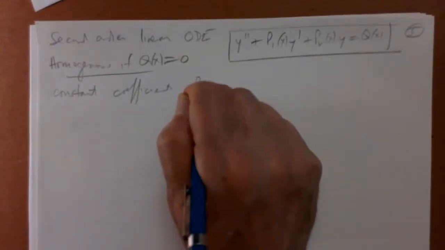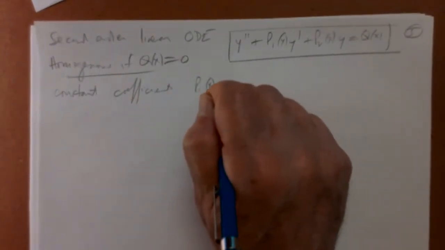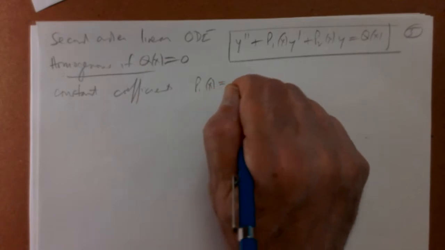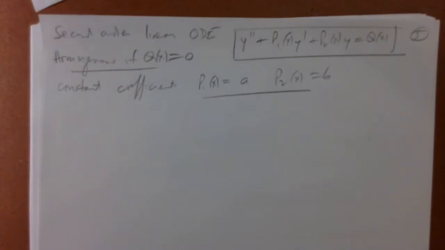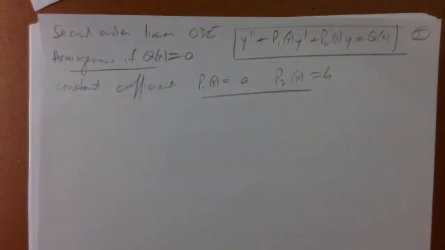That is, P1 of X is some constant A, and P2 of X is some constant B. So these functions are constants, they're not varying. So the first thing we're going to do is look at second order. So you have second order differential equations. The simplest case is linear. An even simpler case is homogeneous. An even simpler case is constant coefficients.